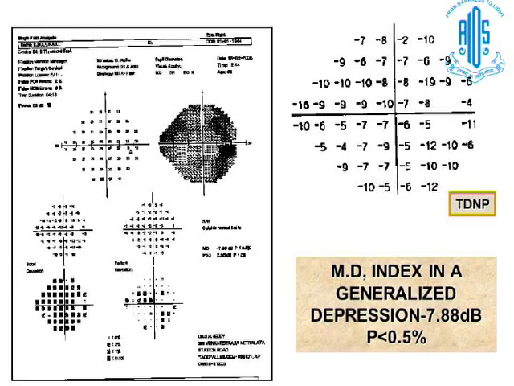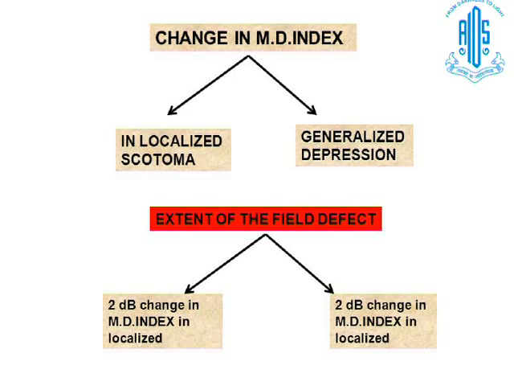Now, in this case, there is a generalized depression. If the change is occurring at all the points and is expressed as mean deviation, that is a true index. So, for a change in mean deviation in a localized scotoma, don't just see how much the change is; we have to see the extent of the field defect. The extent of the field defect is very important. A 2 dB change in mean deviation index in a localized defect and a 2 dB change in generalized depression are not identical.